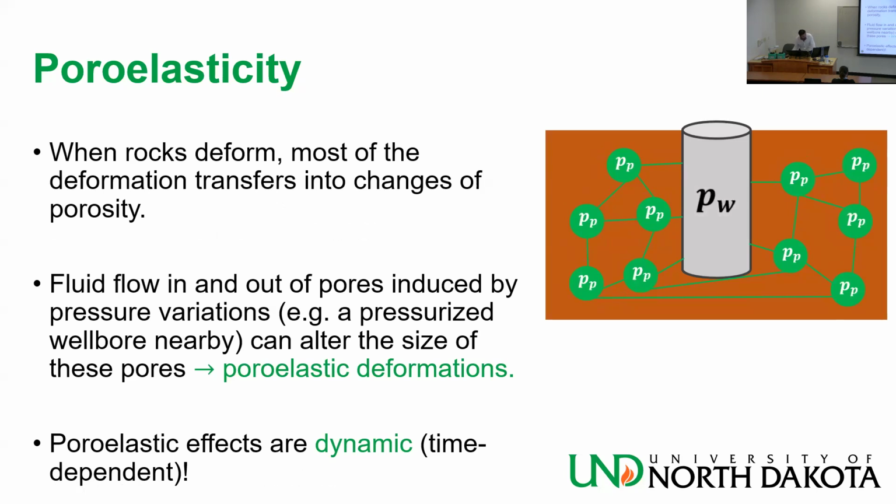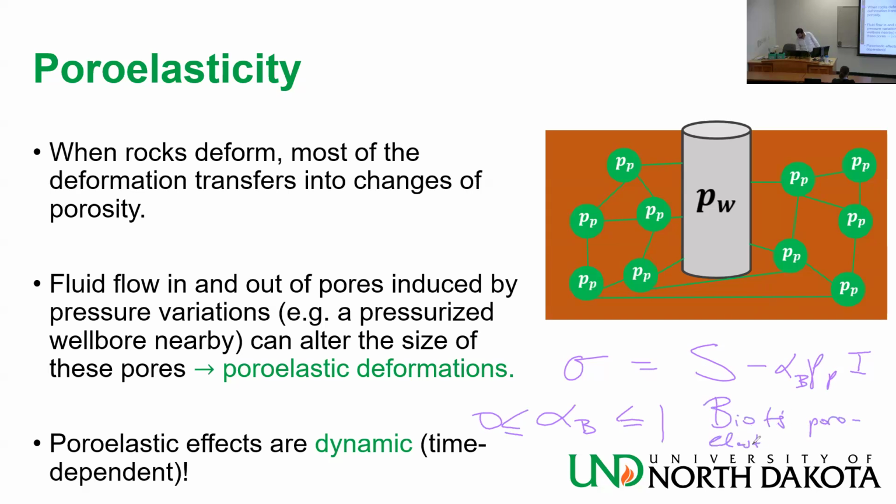I want to show you where we are heading, and then I'm gonna show you how we got there. Sigma equals S minus, we had this, right? Yes. Now I'm gonna have this, the Biot constant, the Biot's coefficient. And this alpha B varies from 1 to 0, and is the Biot's poroelastic coefficient.